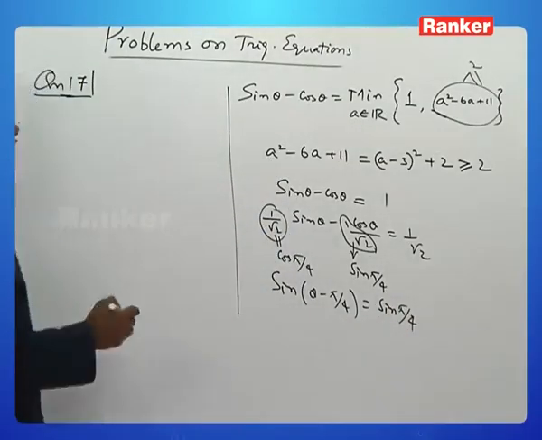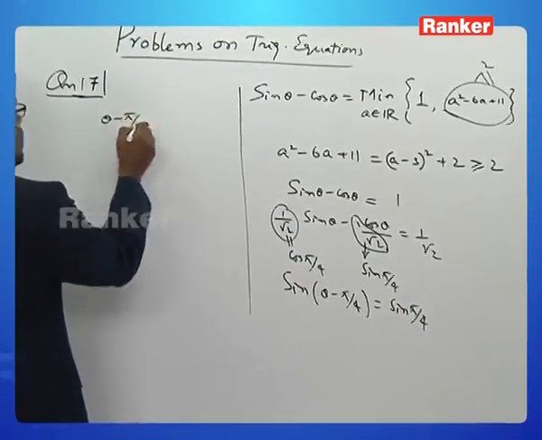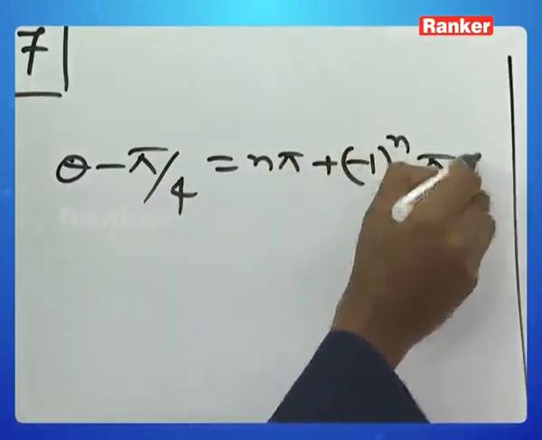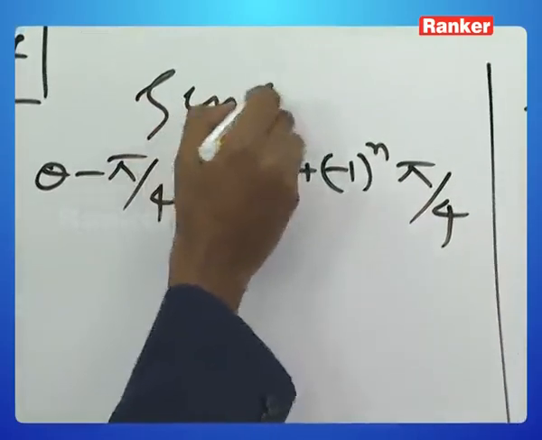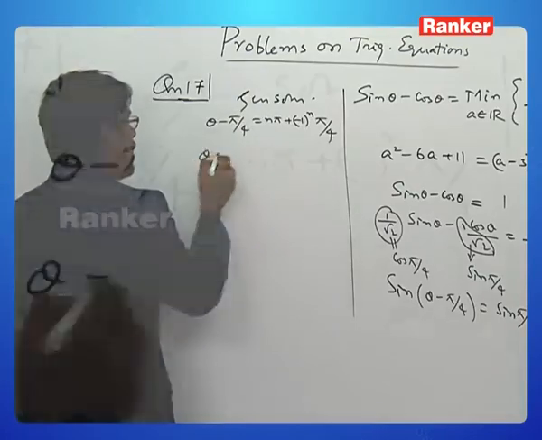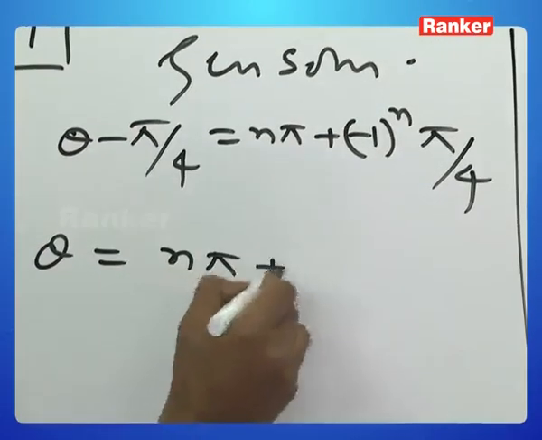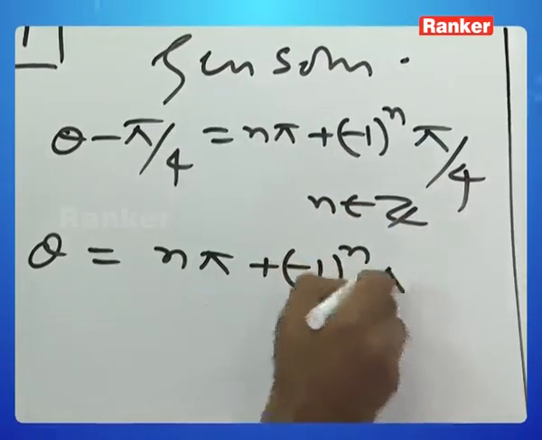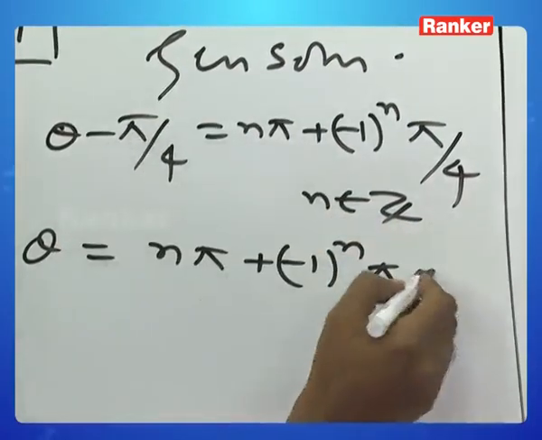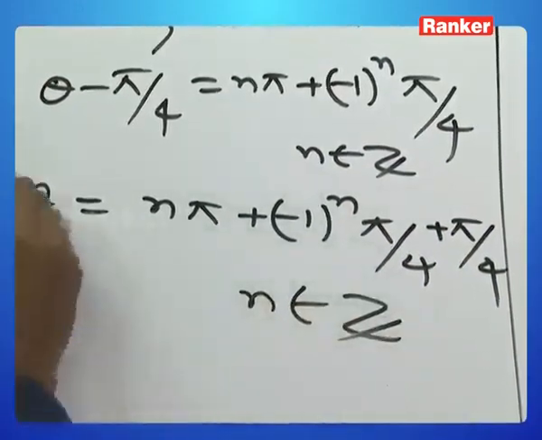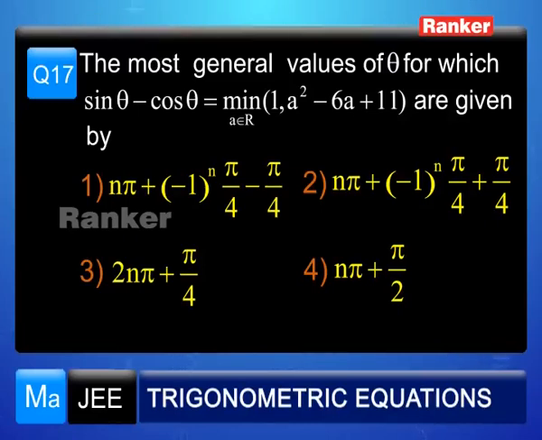So let's write the general value now. Theta minus pi by 4 is equal to n pi plus minus 1 power n into pi by 4. That's the general solution. So transpose it that side. Theta is equal to n pi plus minus 1 power n into pi by 4, and taking minus pi by 4 to the other side, plus pi by 4. So n any integer there. Clearly this is appearing in option 2. Option 2 is the right answer.